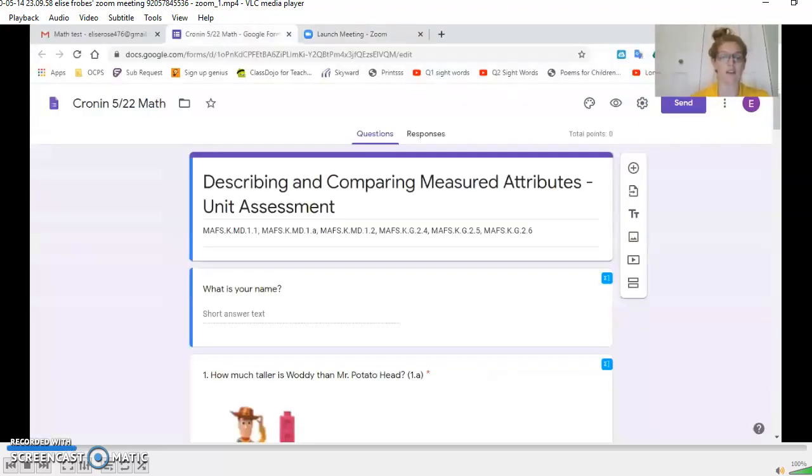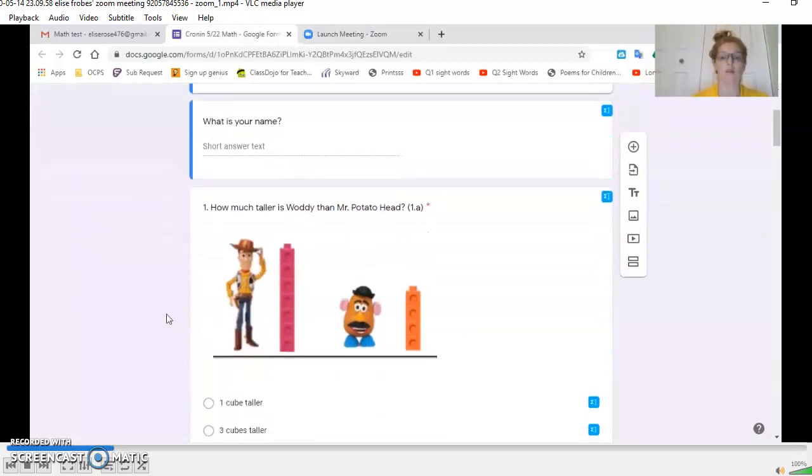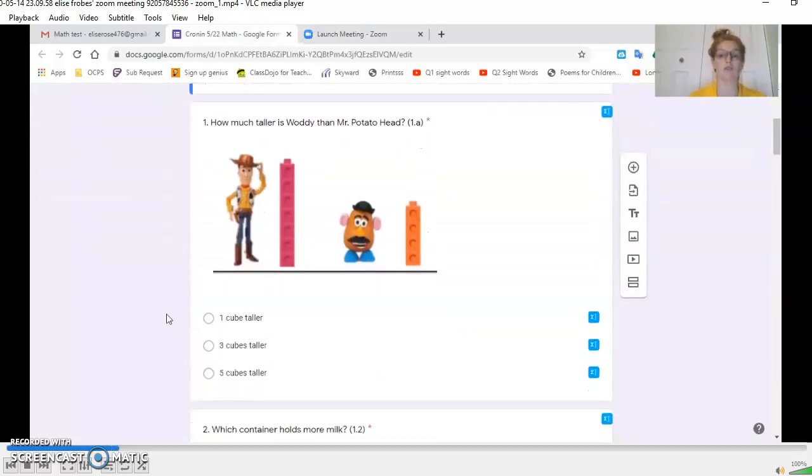And here is our Google form. It is called Describing and Comparing Measured Attributes, Unit Assessment. So the first thing you need to do is, what is your name? Type your first and last name into the box. Alrighty, now here we are with the first question.